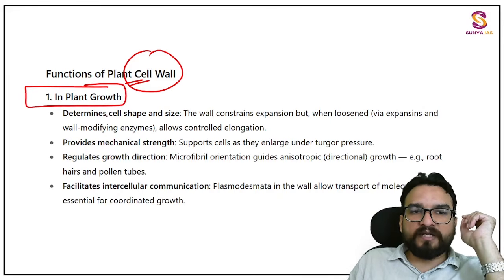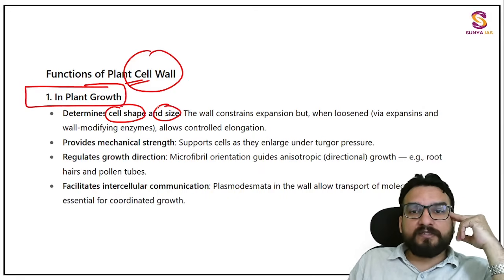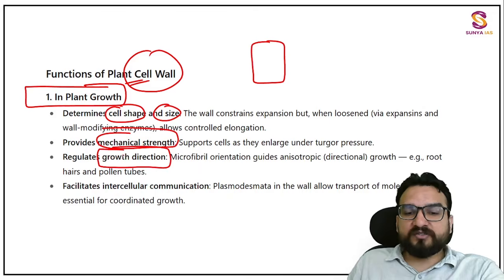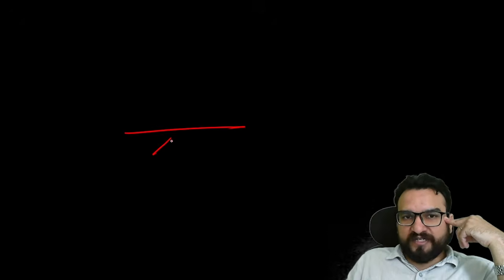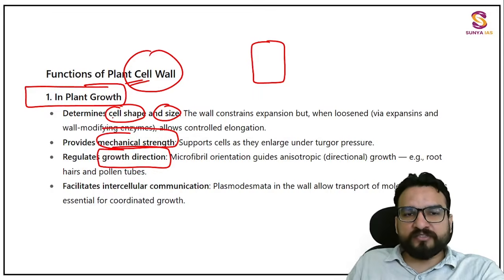How does it help in growth? It determines cell shape and size. The fixed shape and size provide mechanical strength. Also, it gives a growth direction. This is important, that roots have to spread like this, not like this. Shoots have to spread like this. So this orientation basically regulates growth direction.